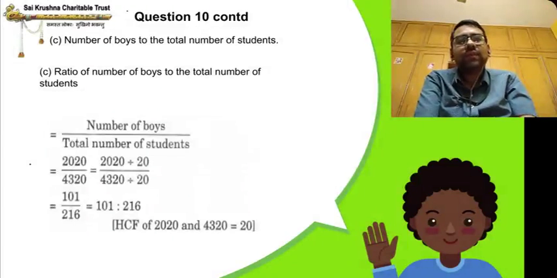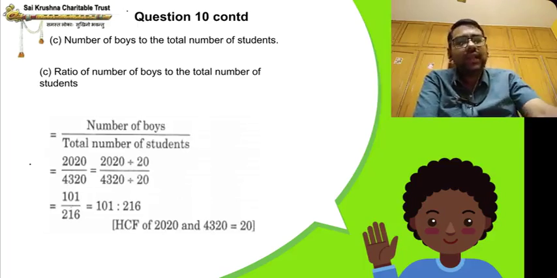C. Ratio of number of boys to total number of students. How many boys are there? 2,020. How many students are there? 4,320. So 2,020 by 4,320. We'll divide both numerator and denominator by 20. Why? Because the HCF of 2,020 and 4,320 is 20. We'll get 101 by 216. This is the fractional form. If you want to express it in ratio form, it is 101 is to 216.